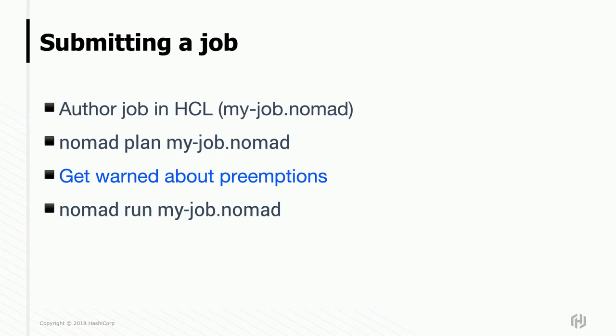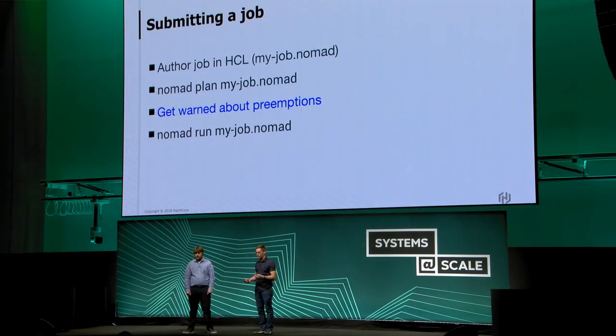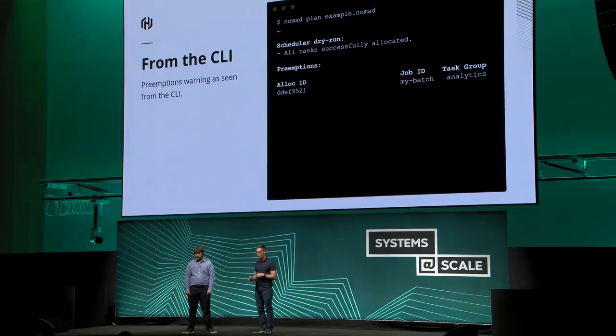The first one is submitting a job. As a developer, you have software that you want run somewhere on your cluster. And you start by authoring a job in HCL, as shown earlier. And then you would run Nomad plan. So this will do a scheduler dry run. It'll tell you what the scheduler thinks needs to be placed. And now with preemptions, it'll also warn you if your job is going to preempt running software in order to make room for your job. And then lastly, you'll run it. So it ends up looking like this on the CLI. Nomad plan example.nomad. Scheduler dry run says, yes, I can place this, but there are consequences. This allocation needs to go to make room for your job.